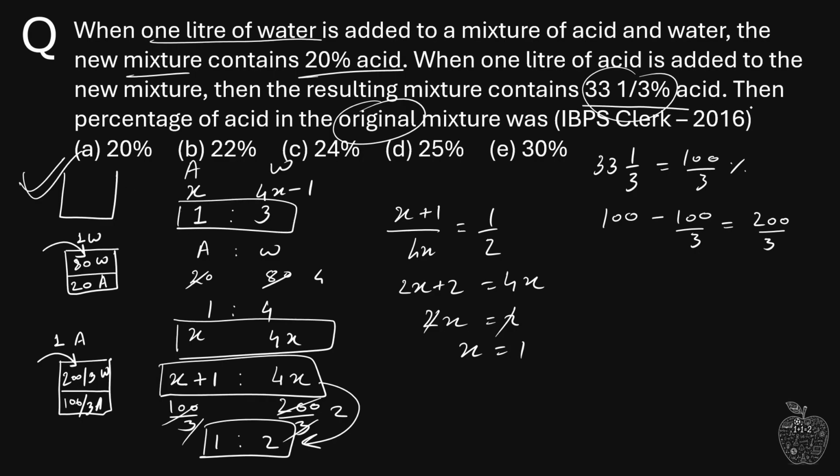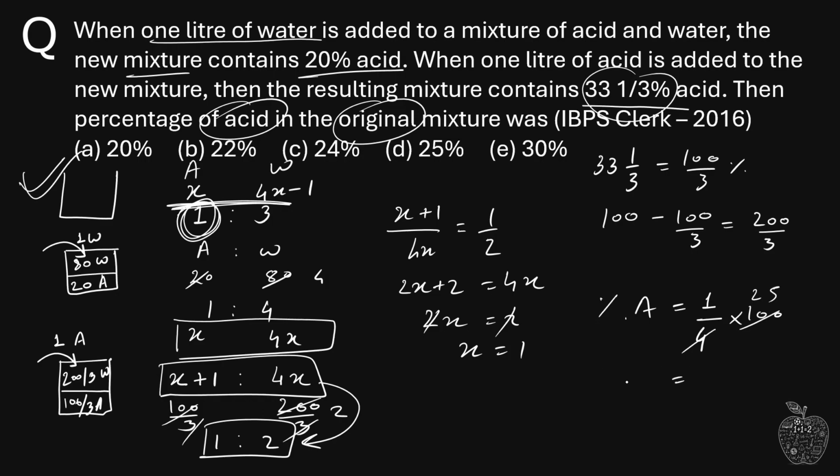The question is asking for the percentage of acid here. In the original mixture, acid was 1 part out of a total of 4 parts. Now we multiply this by 100 to get the value in percentage. 25 fours are 100, so we get the percentage of acid, which is 25%. This is our required answer. Here option D is the correct one.